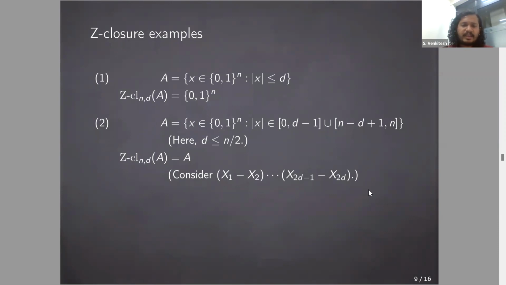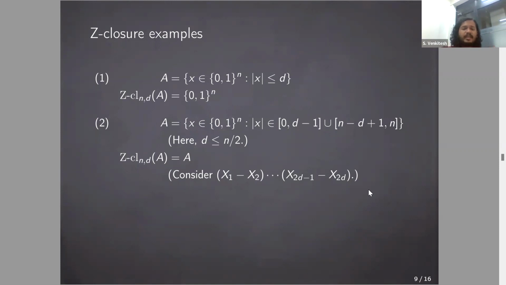Second is a slight variant of the first one. Take all points with Hamming weight at most D minus 1 and all points with Hamming weight at least n minus D plus 1. So it's like a set of the initial D weights, and the complementary set of final D weights in the Boolean cube. And D is chosen to be at most n by 2 so that this definition makes sense. If you choose this as your set of points, then the degree D closure is itself. No other point will be in the closure.